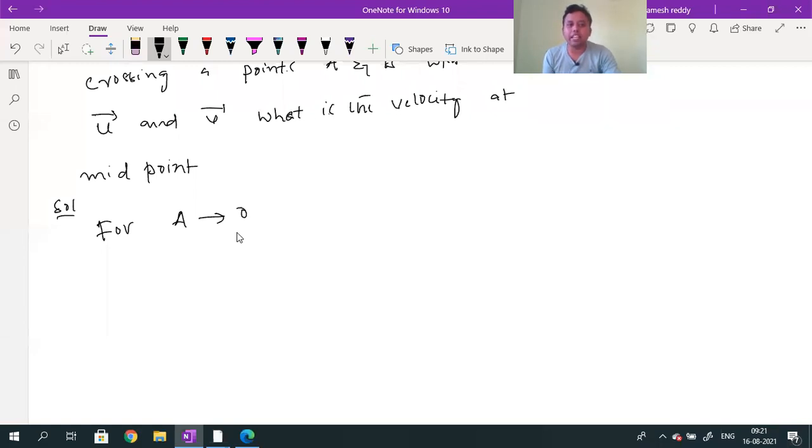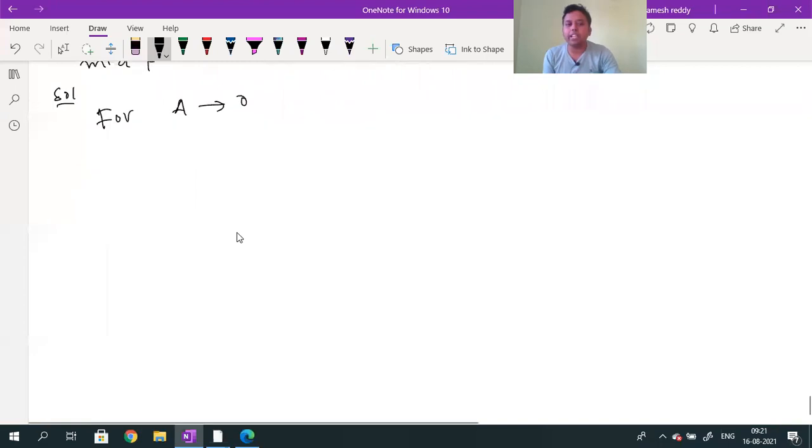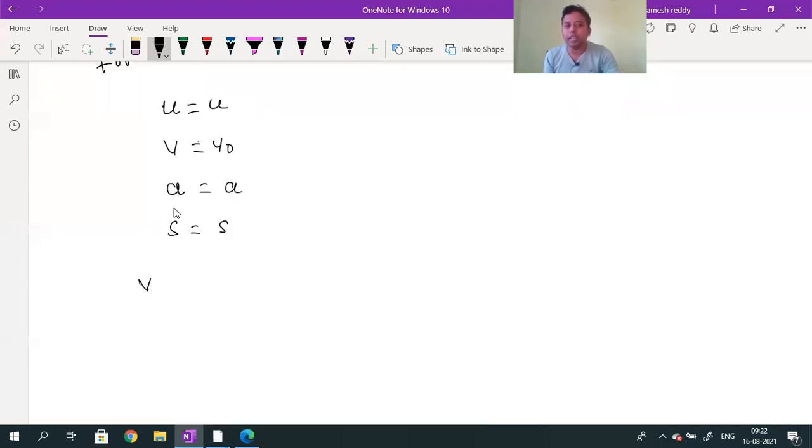Now first I will consider the journey from A to O. For A to O, the initial velocity is U. At O, the final velocity is V naught. The acceleration value is constant, which is A only, and the distance traveled I called S only. Substituting all these values in the formula, V square minus U square is equal to 2AS.